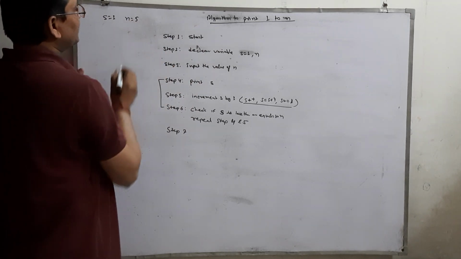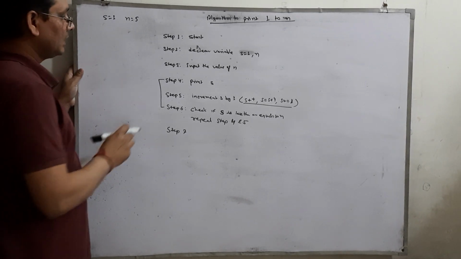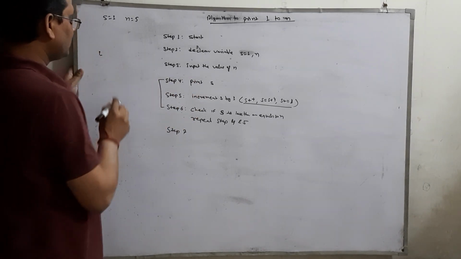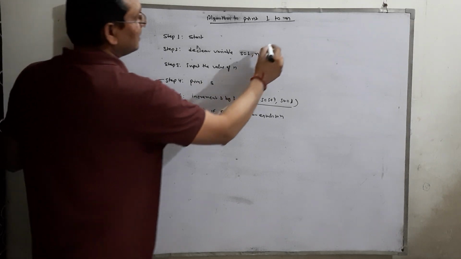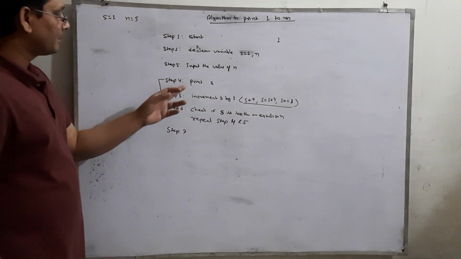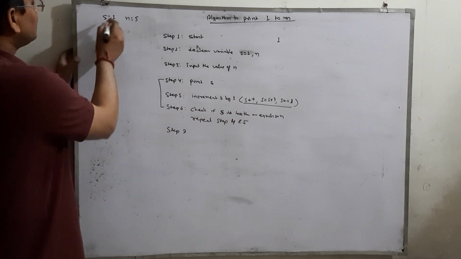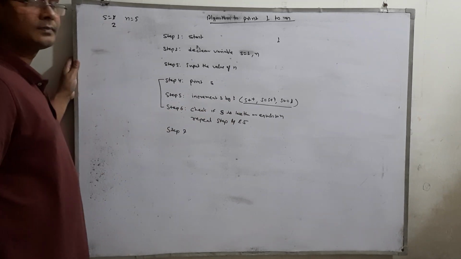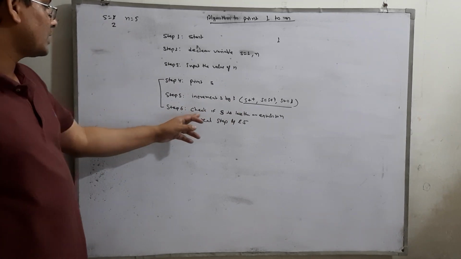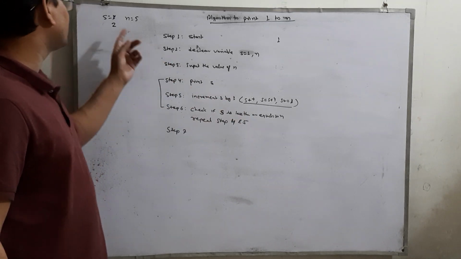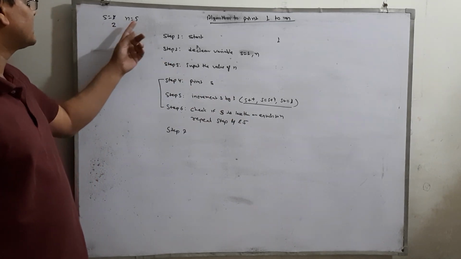Suppose we are inputting n is equal to 5. Print s. s means 1. 1 is printed by this fourth step. Now increment s by 1. Now s becomes 2. Check if s is less than or equal to n. Yes, s means 2, and 2 is less than or equal to 5.